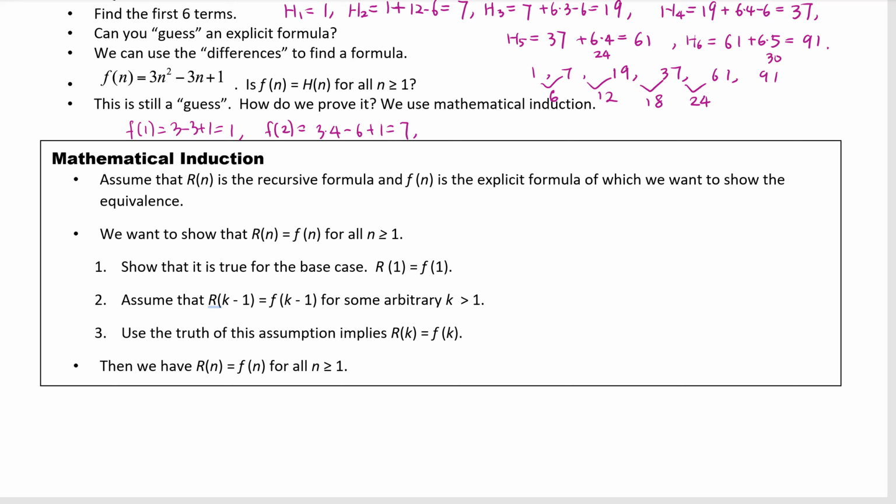And then by induction, we can use the assumption to show that the statement Rk equals Fk. And then once we show that, we can conclude that Fn is the explicit formula for our recursive formula. Okay? Alright, let's continue.